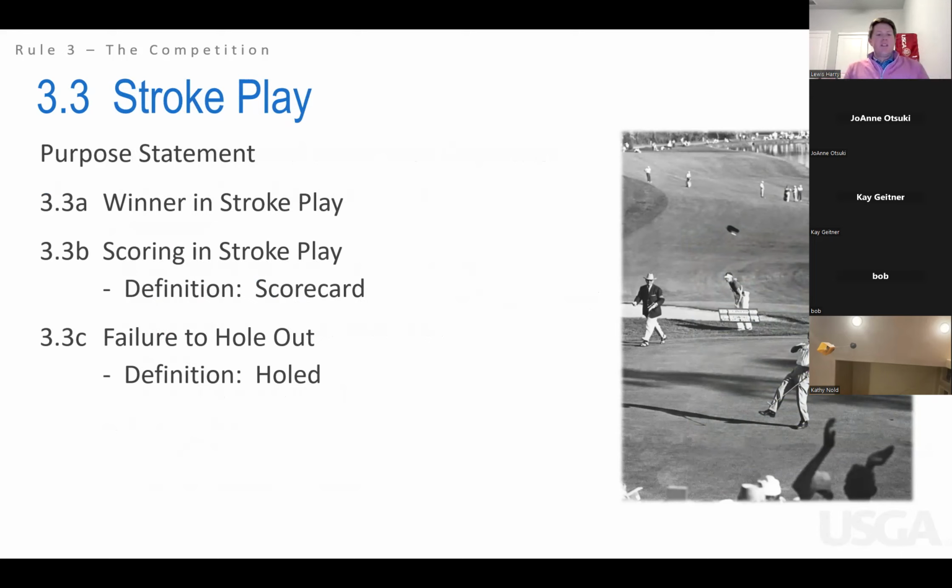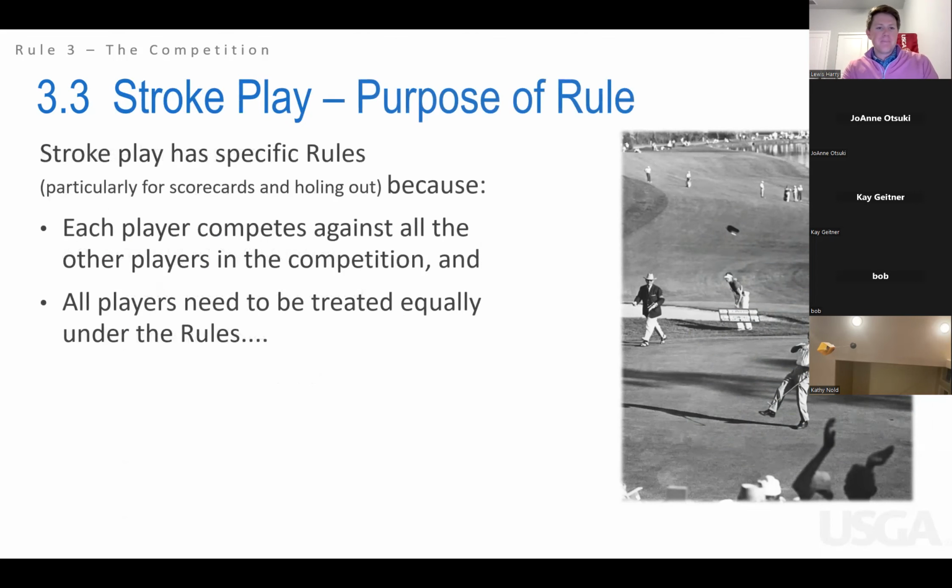We have three distinct parts of stroke play: determining a winner in stroke play, how we score in stroke play, including on our scorecard, and our failure to hole out. We got to get the ball in the hole on each of those 18 holes in stroke play. Got specific rules that are different from match play versus stroke play. Like in match play, we're only competing against our opponent. In stroke play, we are competing against everyone else in that competition. Got to treat all players equally under the rules.